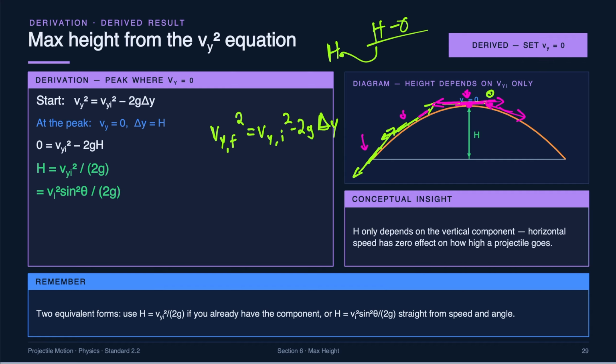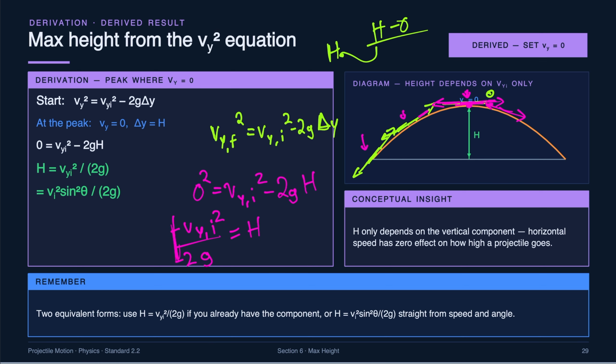So this is going to be 0 squared is equal to velocity y initial squared minus 2g delta y, or I could just replace it with h. Subtract velocity y initial squared from both sides. Divide that by negative 2g. And I'm done with my equation.